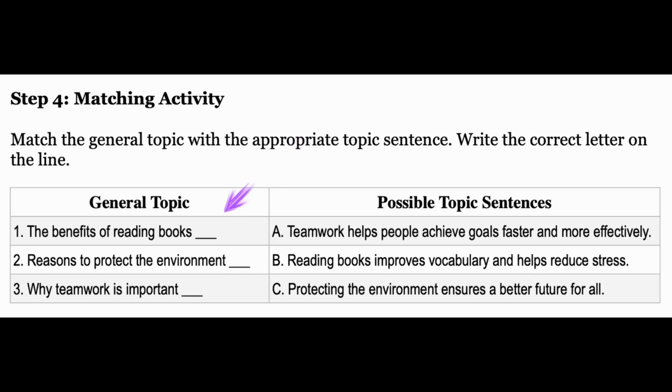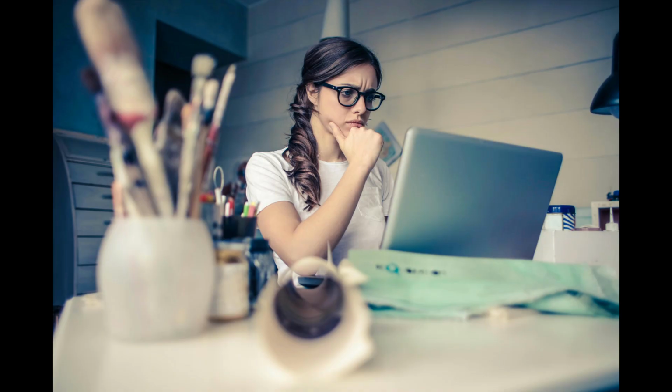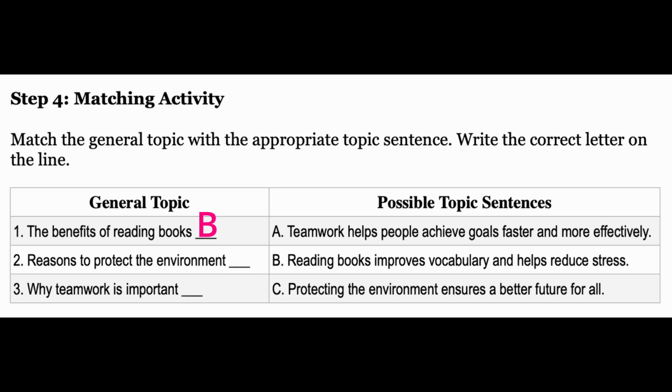Let's look at number 1. It reads, "The benefits of reading books." Now, let's look at the three possible matches. A. Teamwork helps people achieve goals faster and more effectively. B. Reading books improves vocabulary and helps reduce stress. And C. Protecting the environment. If you wrote B, reading books improves vocabulary and helps reduce stress, you are correct.